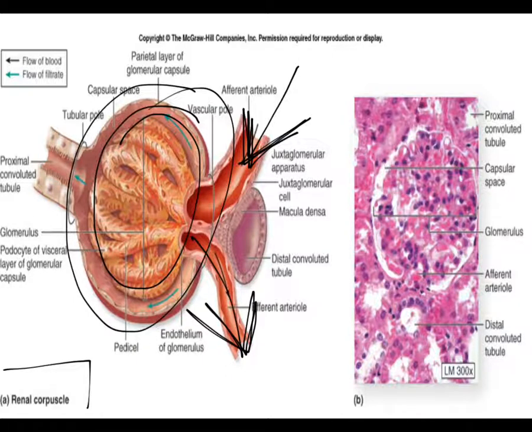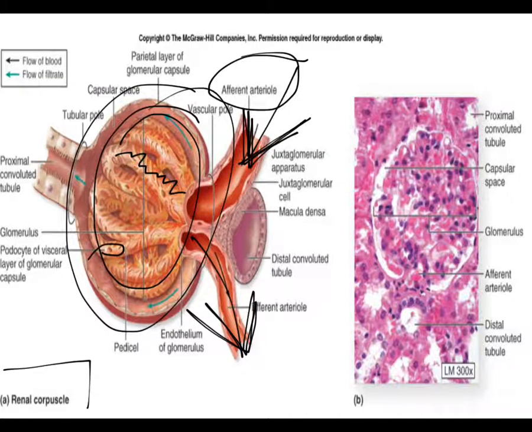You can always tell the difference in the two. More blood goes into the glomerulus than what comes out, so the afferent arteriole will always be bigger in diameter. The efferent arteriole leaving will be smaller in diameter. So you can always tell in the model which one's which. Even in this picture, you can see those filtration slits along the glomeruli, and you can even see the little nuclei of the podocytes.